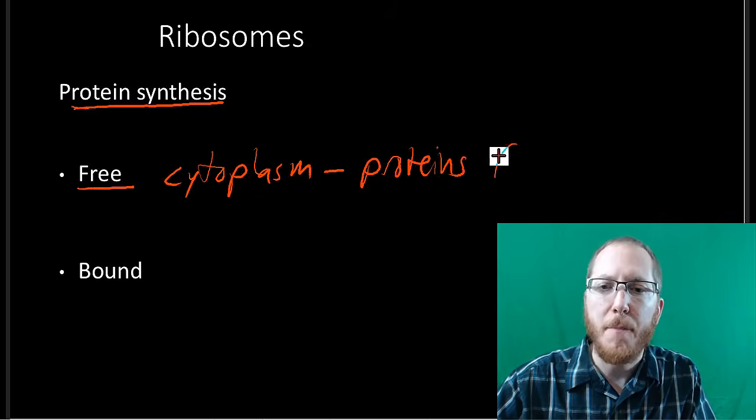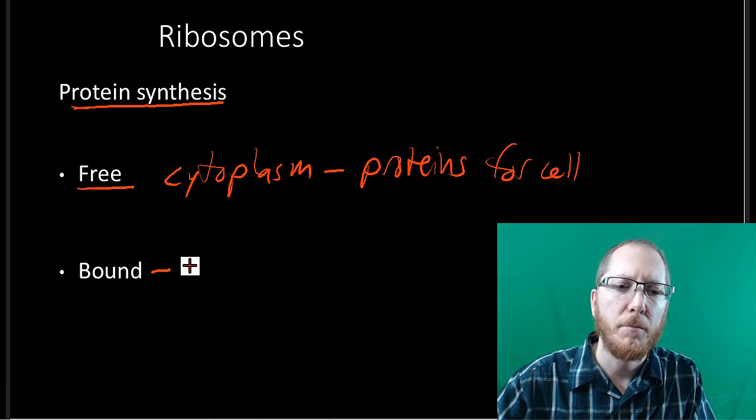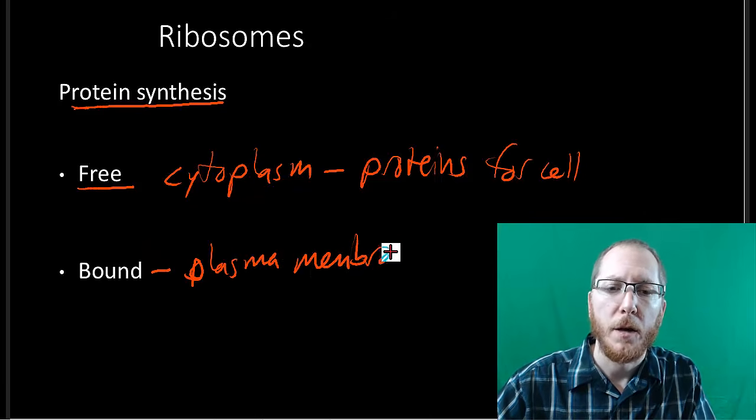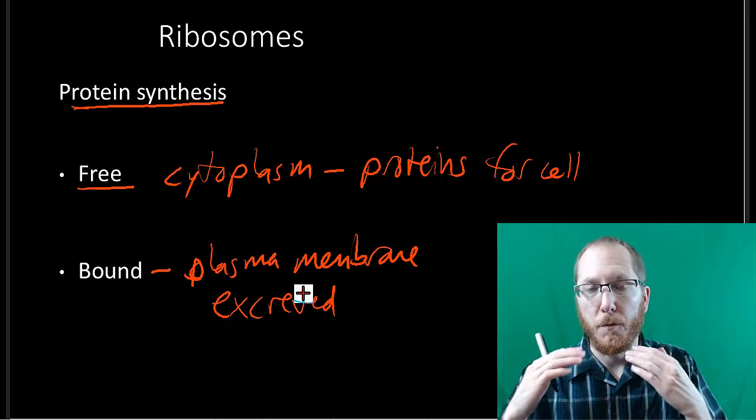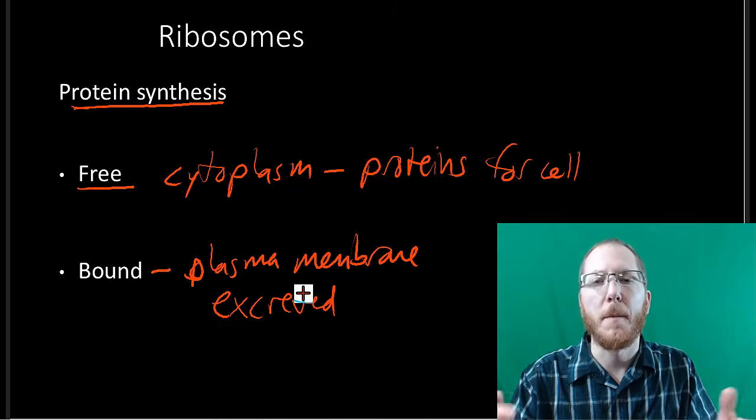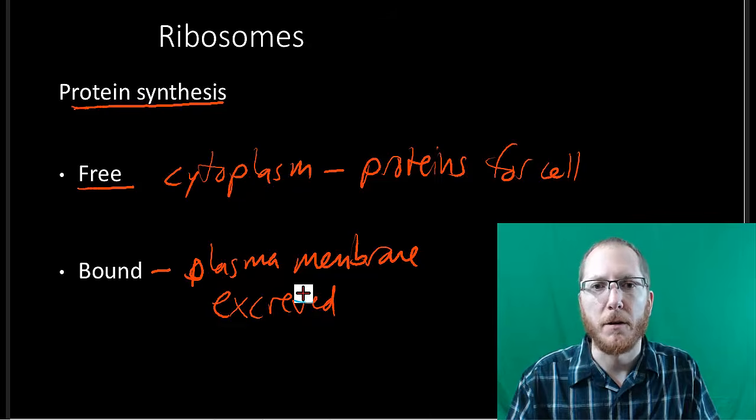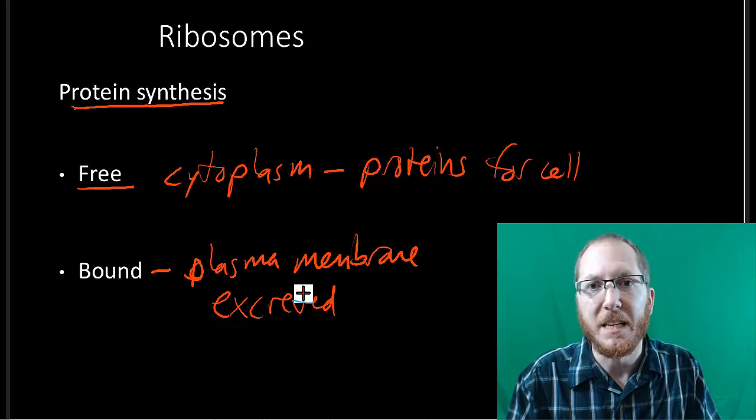You also have the bound ribosomes, and those are going to be making proteins, but they're going to make proteins that are going to be for the plasma membrane to be embedded in it, or they're going to be exported out of the cell. So some of these ones will actually be, we'll just say, excreted, but they'll be released through the cell membrane, through the plasma membrane, into the outside part. So basically it's leaving the cell.